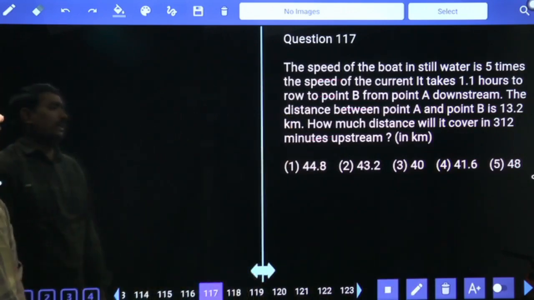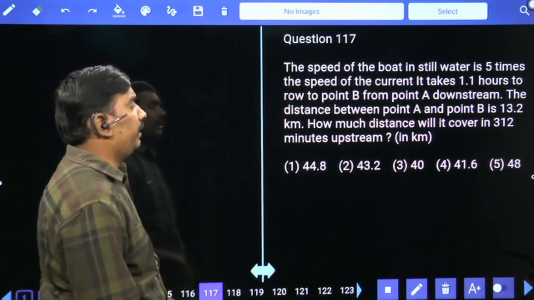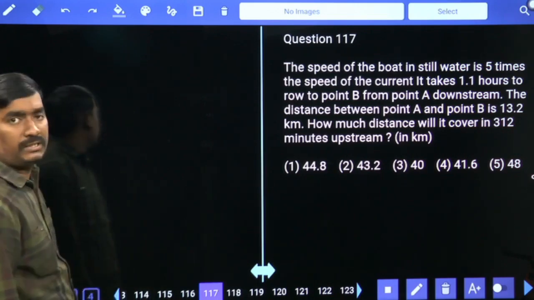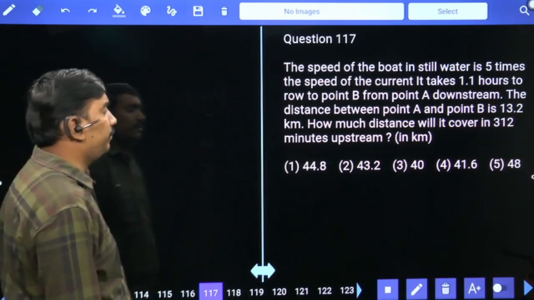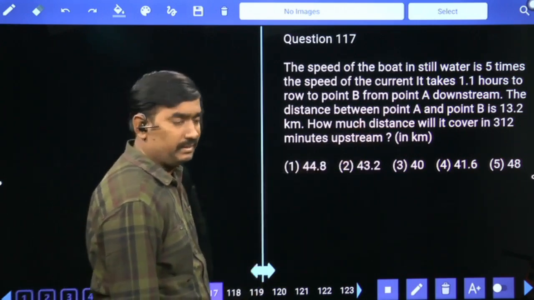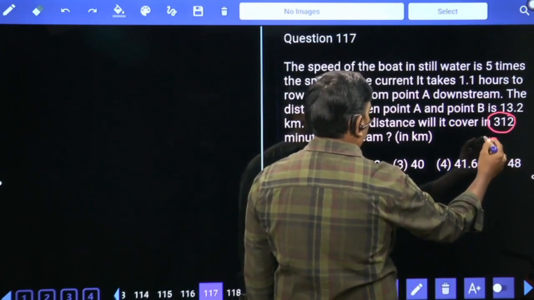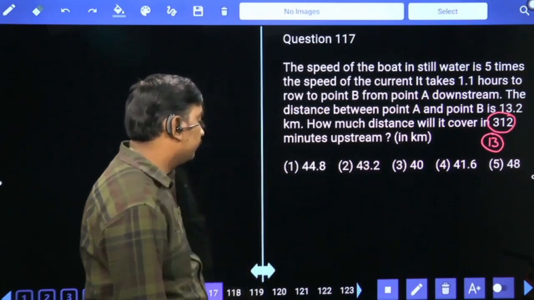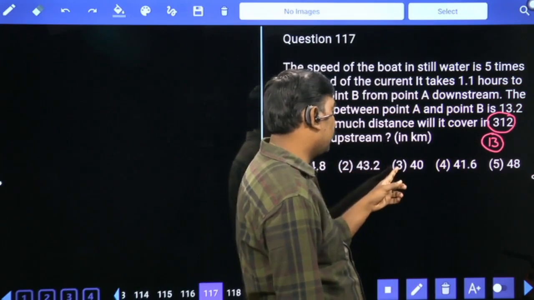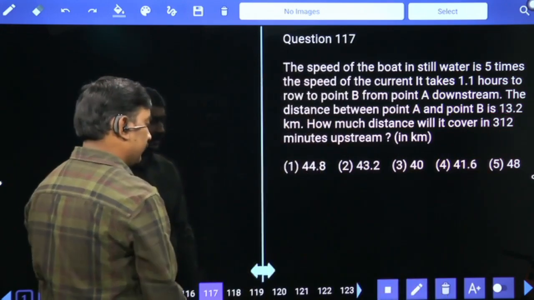The speed of the boat in still water is 5 times the speed of the current. It takes 1.1 hours to row to point B from point A downstream. The distance between point A and B is given as 13.2 kilometers. How much distance will it cover in 312 minutes? So 312 is a multiple of 13, then your answer is also a multiple of 13. First option no. Second option no. Third option no. Fifth option no. Fourth option is your answer. 13 multiple is your answer.